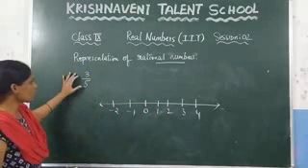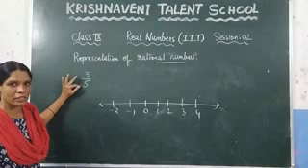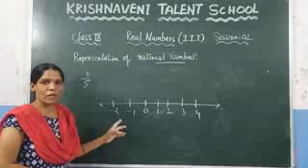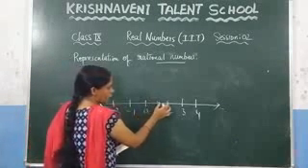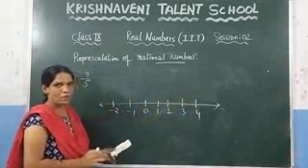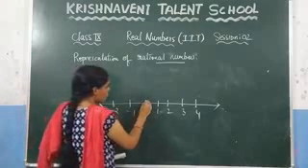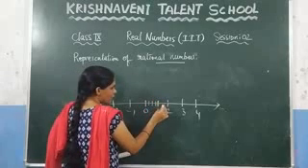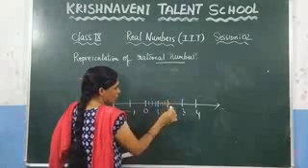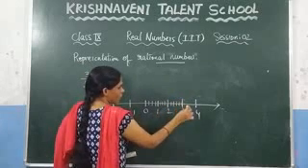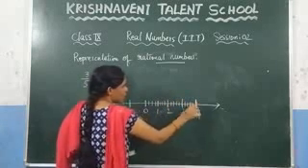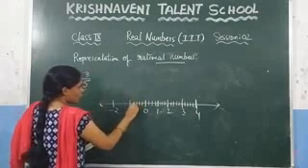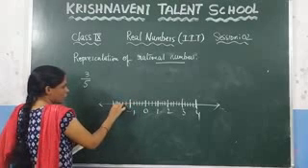In the fraction, first you need to check the denominator. Here 5 is the denominator, so divide each unit into 5 equal parts. This is 1 unit, this is 1 unit, this is 1 unit, and this is 1 unit. Now divide each unit into 5 equal parts, counting 1, 2, 3, 4, 5 in each unit. Like that you need to divide each unit into 5 equal parts.